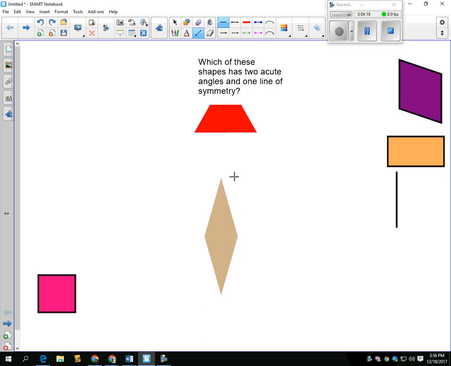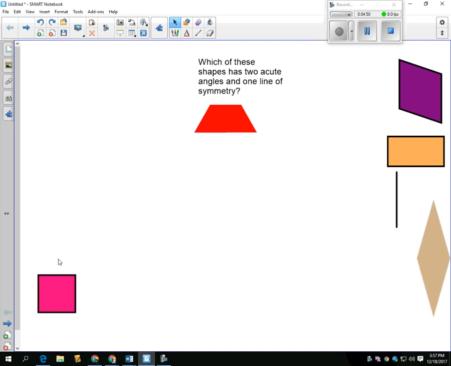So let's take our line, go from top to bottom, and that does look like it will be symmetrical. We can check like that. So there's actually two lines of symmetry here. This is a rhombus. It's hard to see that, but this length is the same as this length. And so while it has lines of symmetry and two acute angles, it has too many lines of symmetry, so we cannot include that one. Move it over into the no pile.